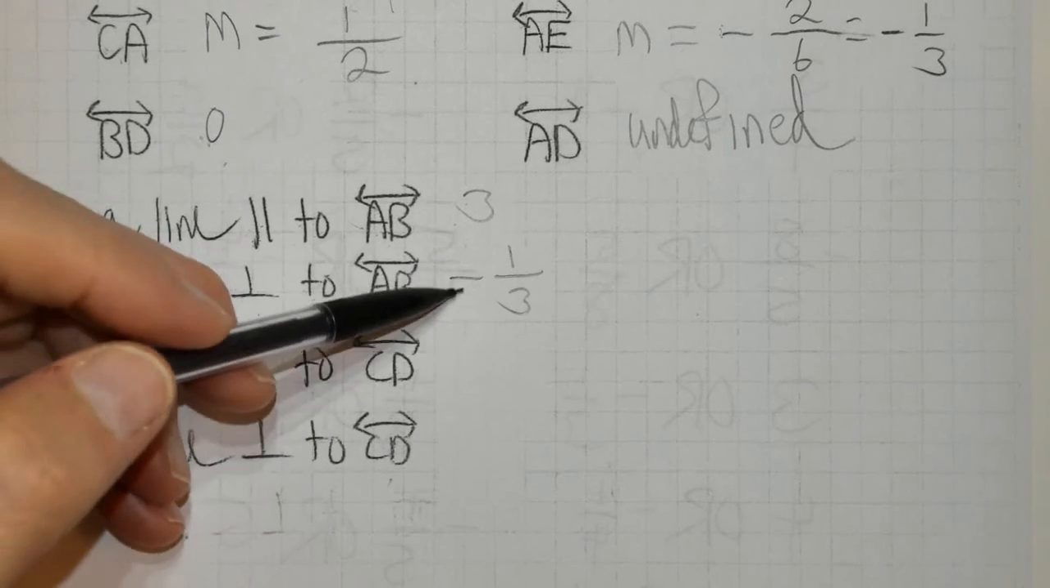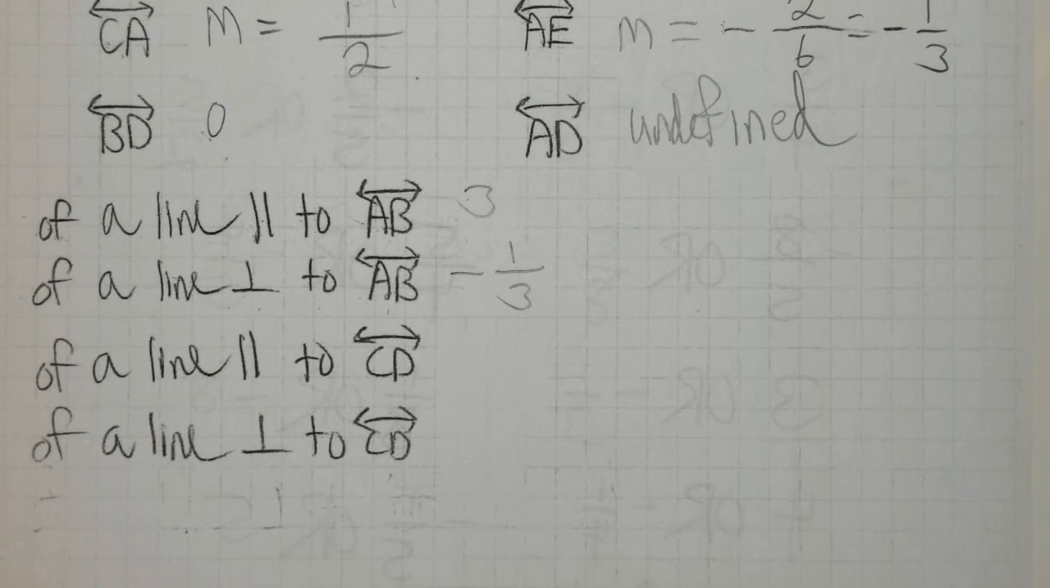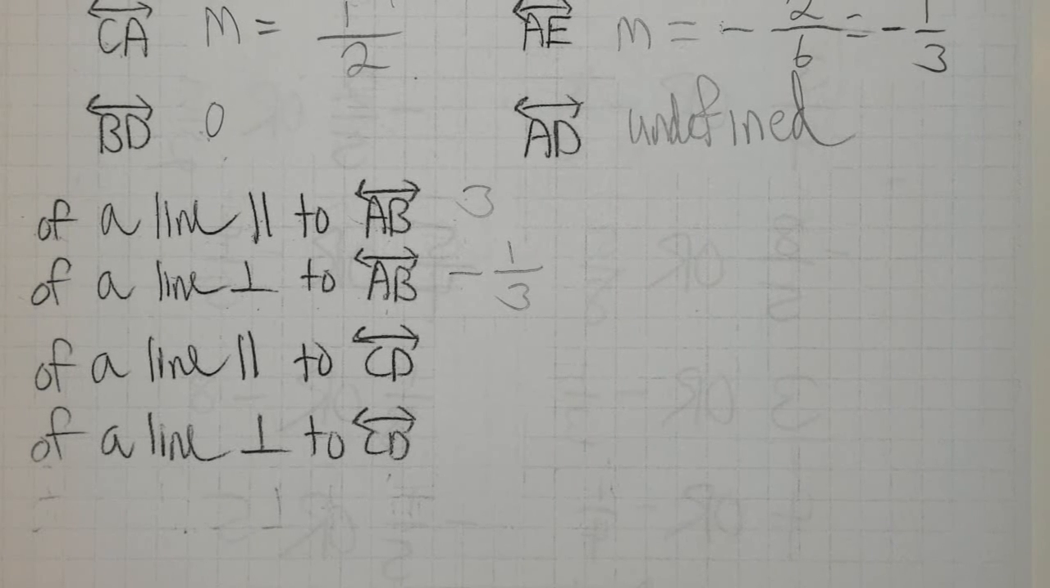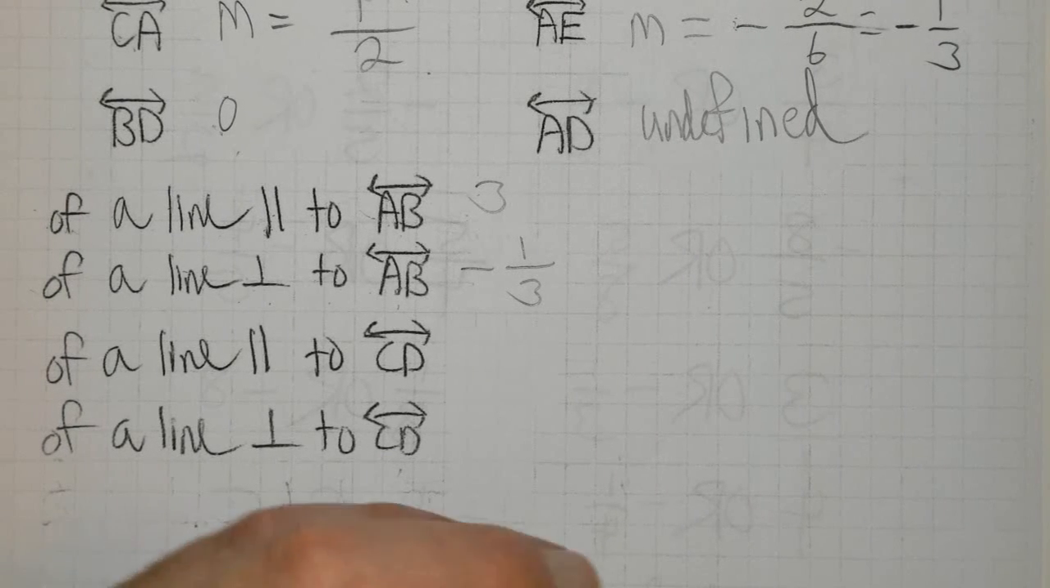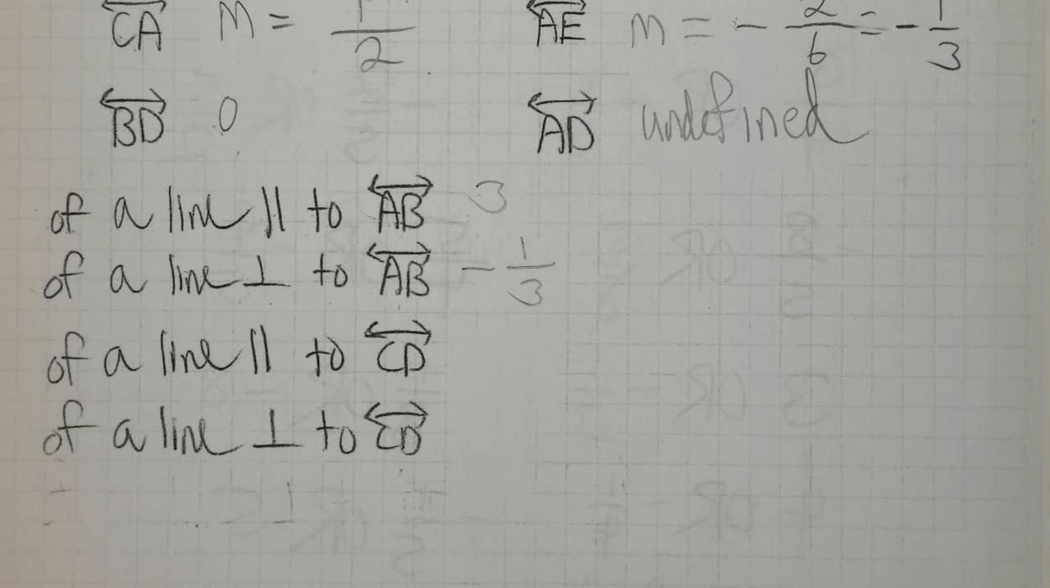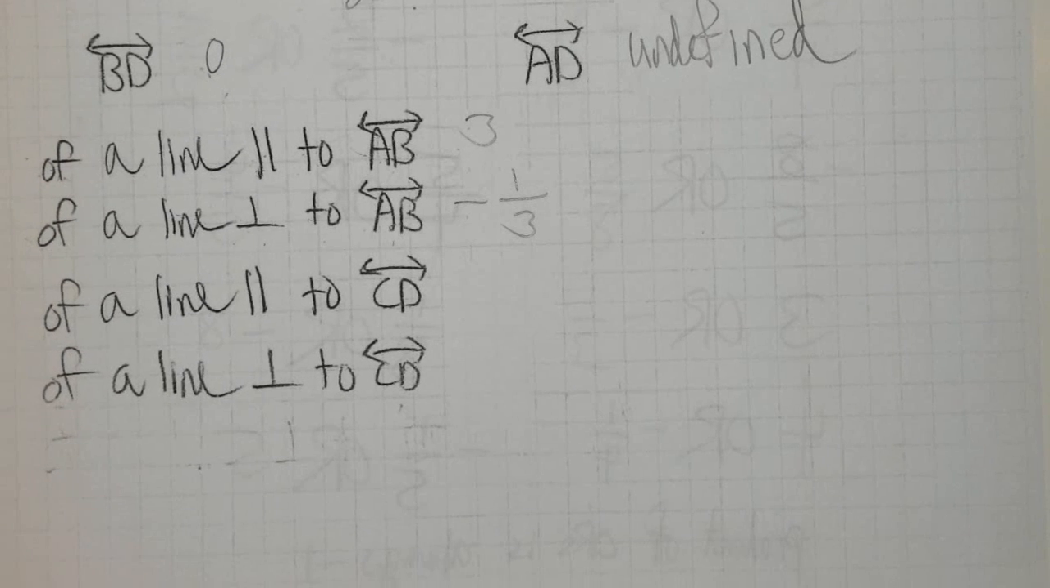Why? Because 3 and negative 1/3 are opposite reciprocals. So again, with these types of questions, if it asks what's parallel, it's going to be the same. And if they ask what's the slope of a line perpendicular, you must do the opposite reciprocal. Change the sign, flip the fraction. So that's tying the whole point of the lesson together with these types of questions.